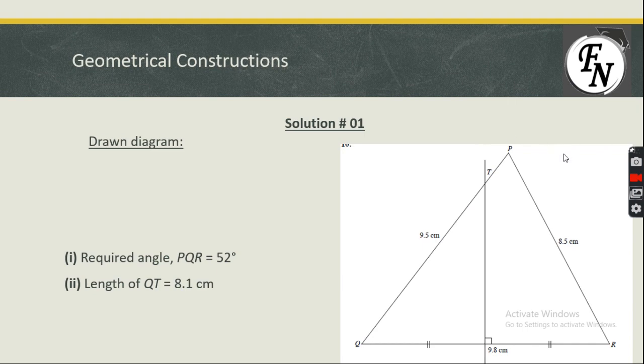So we are done for today, and we will be discussing one more question regarding this side property, in which we will be drawing the angle bisector and calculating and measuring the desired length and angle.